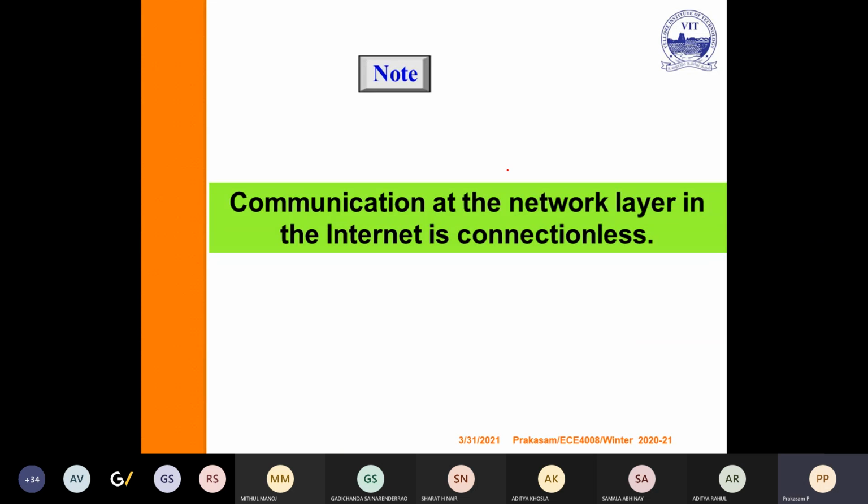So the communication at the network layer in the internet is connectionless, because at the network layer there is no physical connection. Only the physical connections will be established at the physical layer. It assigns IP addresses virtually at the network layer, which is used to establish the connection from host to host. So there is no physical connection between these two. It is a virtual connection.